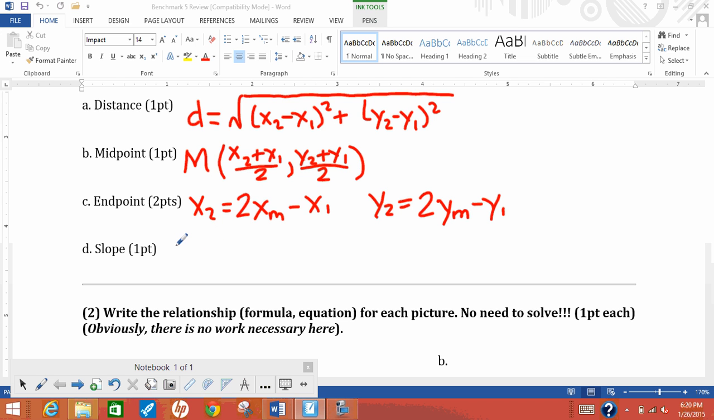And last but not least, the slope, which is little m, is y2 minus y1 over x2 minus x1. The most common mistake made here is that you put the x's on top instead of the y's. And again, we have subtraction. So you should memorize these formulas. They'll be helpful, especially once we get to the end of the year.